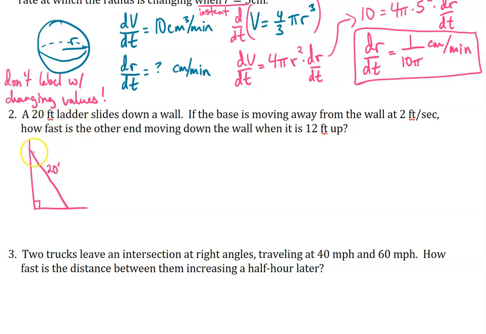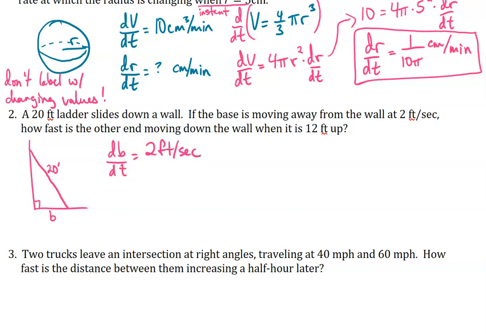Now, because this is a constant length, I'm going to go ahead and label that hypotenuse with a 20. If the ladder was changing lengths, then I would not put that on there. I would need to use a variable. Base is moving away from the wall at 2 feet per second. So if this is my base, let's label that with a B, or you can use whatever variable you'd like. That tells me that the rate of change of B, the distance from the wall to the bottom of the ladder, is 2 feet per second. So that's giving me dB over dt is equal to 2 feet per second.